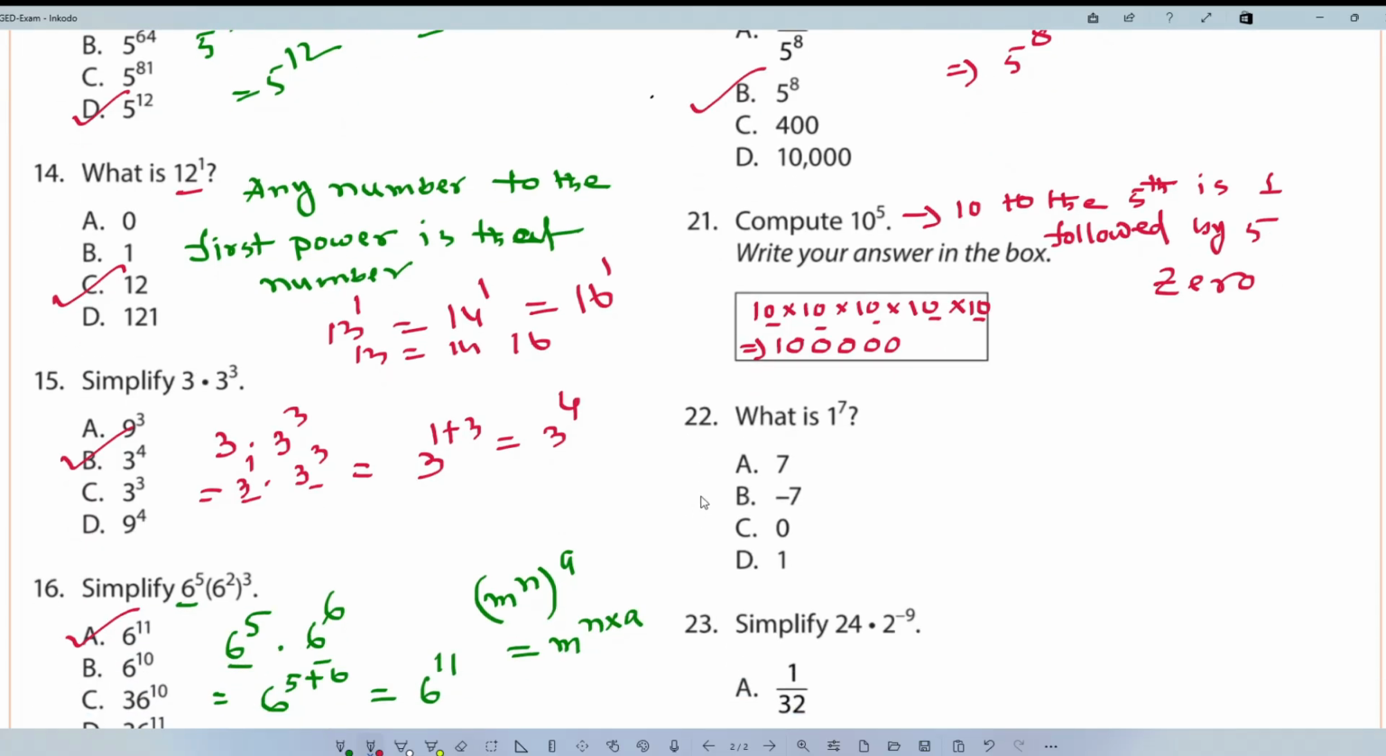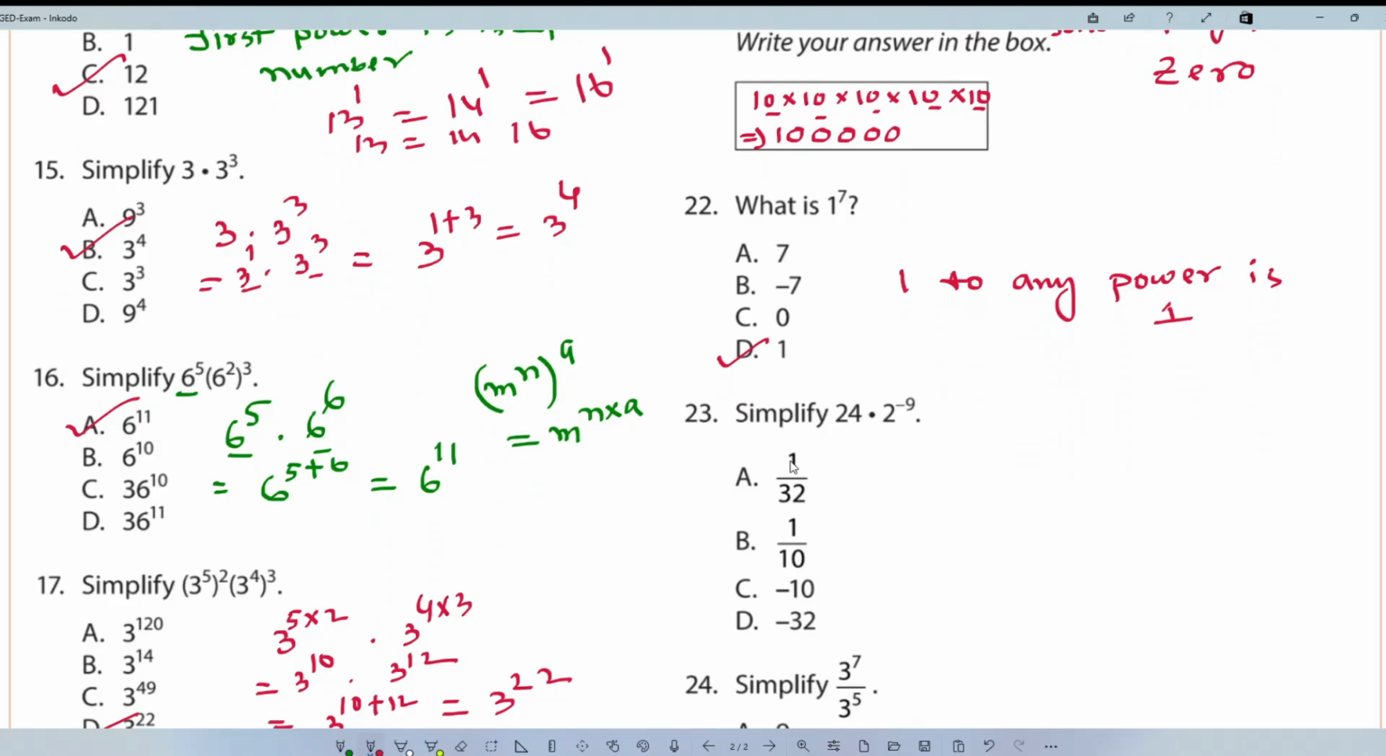So look, what is 1 to the power 7? So 1 to the power 7 is 1 because 1 to any power is 1. Okay, look, simplify 24 times 2 to the power minus 9.